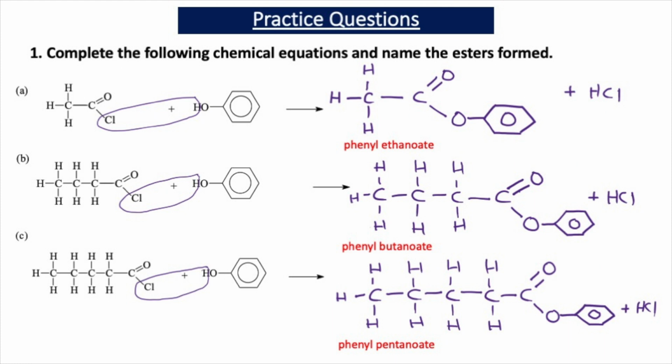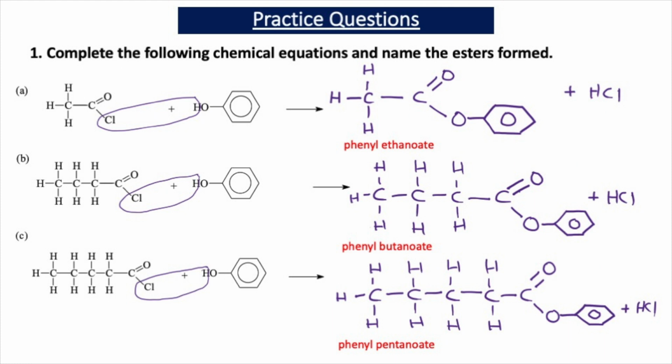So this first question is asking you to complete the following chemical equations and name the esters formed. Now, for each of these, a hydrogen on the OH group of the phenol molecule is reacting with a chlorine from the acid chloride, and this forms hydrogen chloride, and then the oxygen that's attached to the benzene ring joins the remaining part of the acid chloride, and you get your ester.